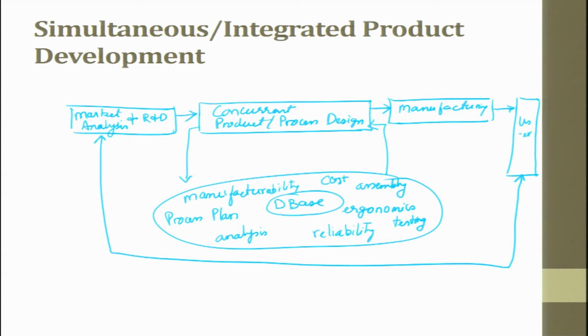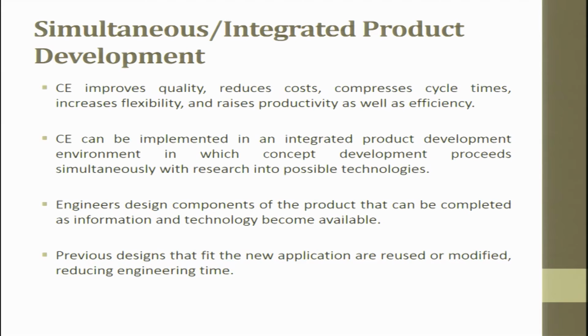So, this is more of a concurrent engineering approach rather than a sequential approach. It is called a simultaneous or integrated product development model as against the sequential model. So, this model moves faster towards reducing the product life cycle time. Concurrent engineering improves quality, reduces cost, compresses cycle time, increases flexibility and raises productivity as well as efficiency. This is the major advantage of concurrent engineering or following the simultaneous product development approach.